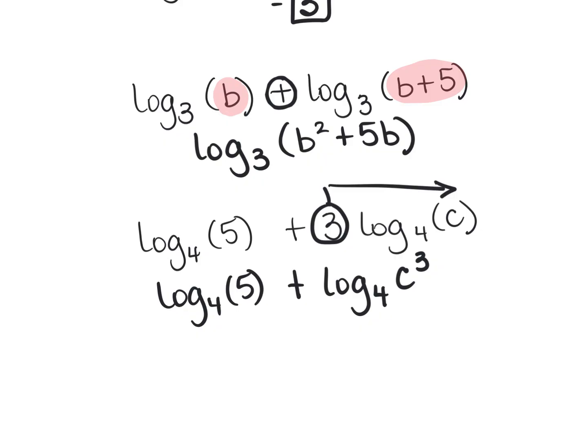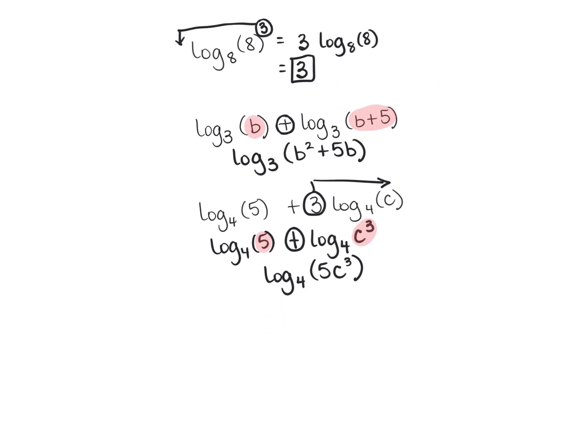And then I'm looking at the fact that I'm adding these. So that means that when I look at this and this, I'm going to multiply those together. So I have log base 4 of 5 times c cubed. So this is collapsing your expressions. So practice a few of those. Make sure that you're understanding that when you go from one direction to the other, your logs decrease in size if you're collapsing, and they'll increase when we expand.